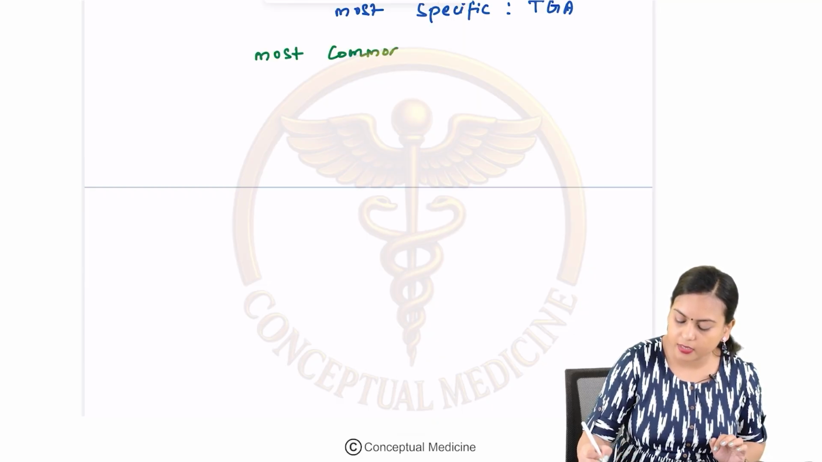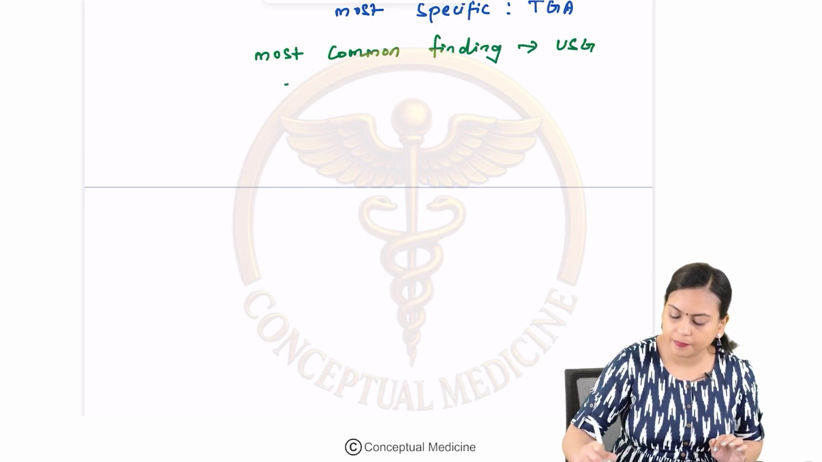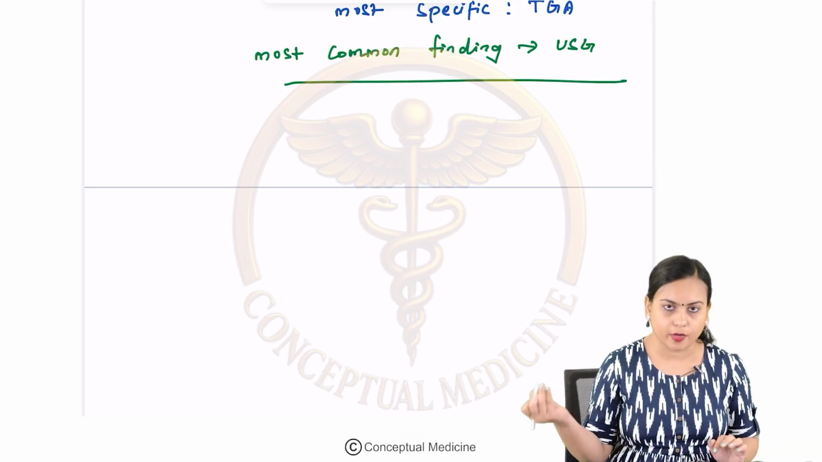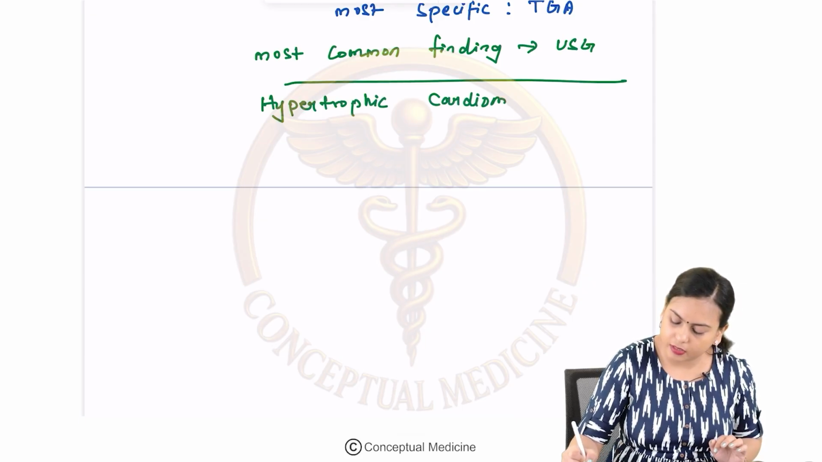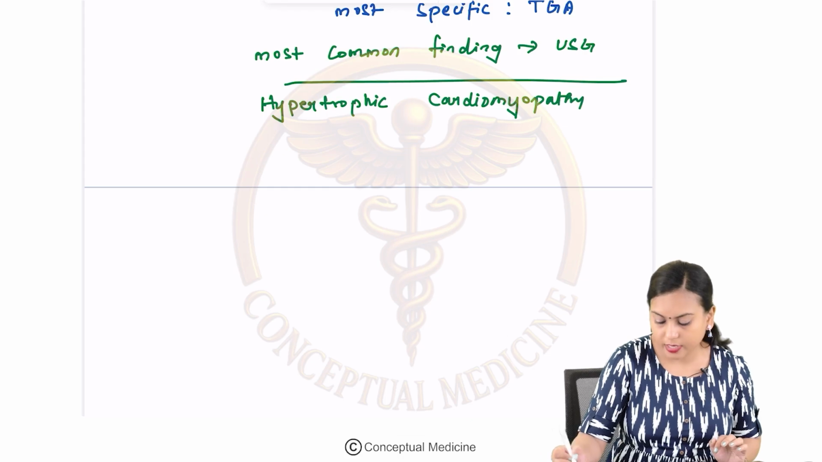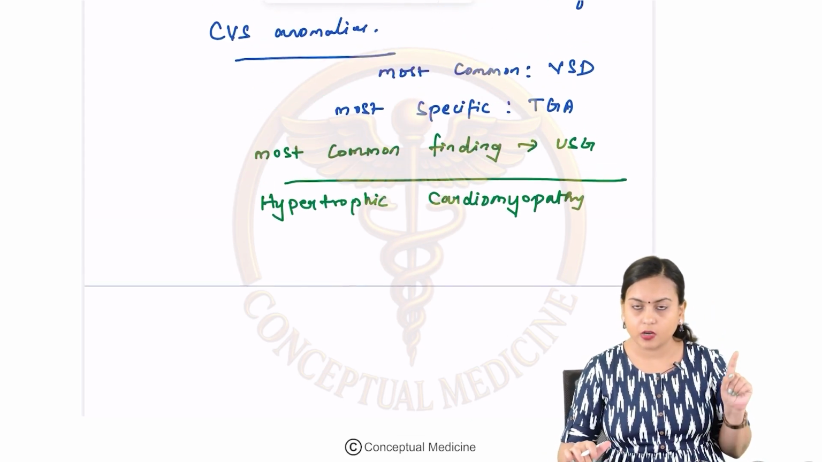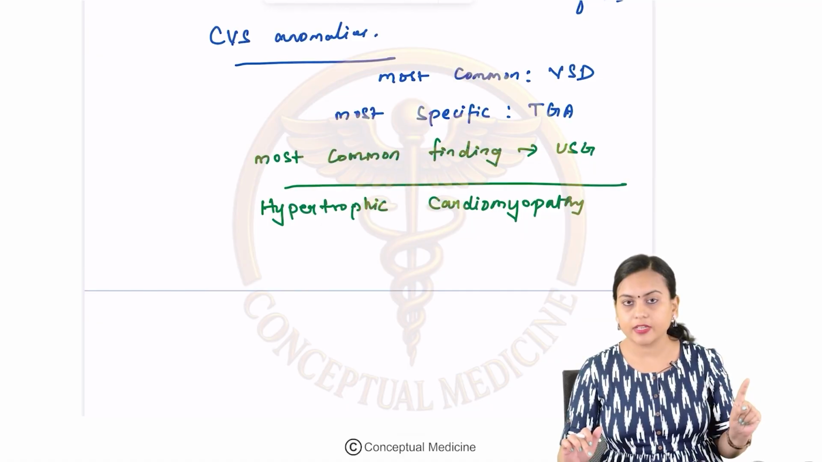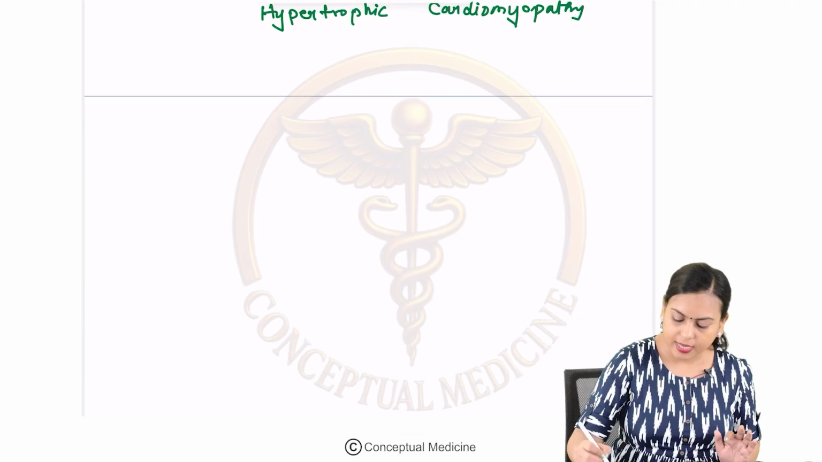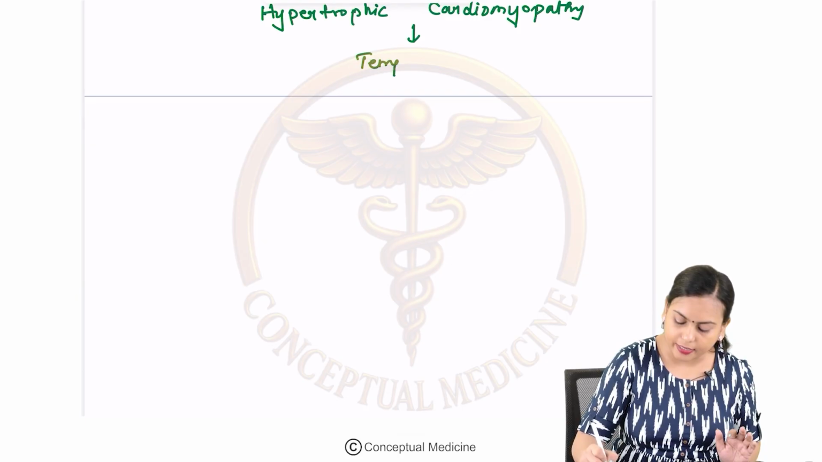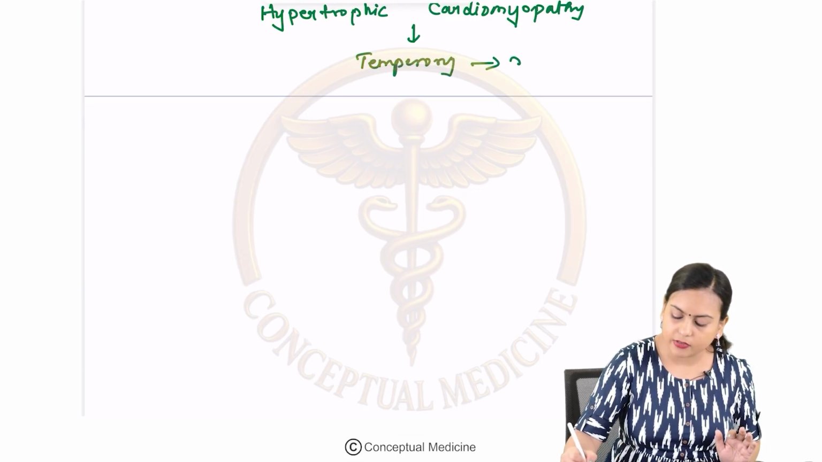Okay, most common finding you can see in USG is hypertrophic cardiomyopathy. So this is one of the most common findings. But the most common anomaly you see is VSD and the most specific anomaly is TGA. Clear? Now, if you see this hypertrophic cardiomyopathy, it is going to be only a temporary finding, and it may resolve after birth.